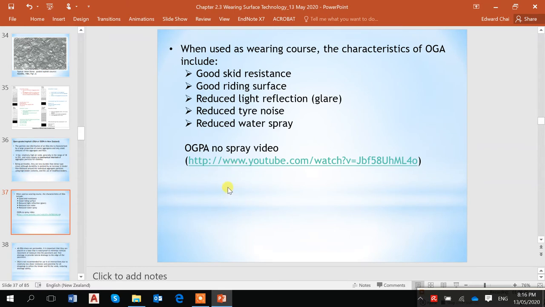Okay, so that's about the open graded asphalt. Even though it's not the most common type of asphalt, it has all these characteristics. If you have a lot of rainfall and you want your highway to have less water spray, then it's quite good. All the pavement on top will be quite dry, all the water will seep through the asphalt, and there's not much water spray. And if you want your pavement to be very quiet, this can reduce tire noise, so this OGA is a good one. Okay.